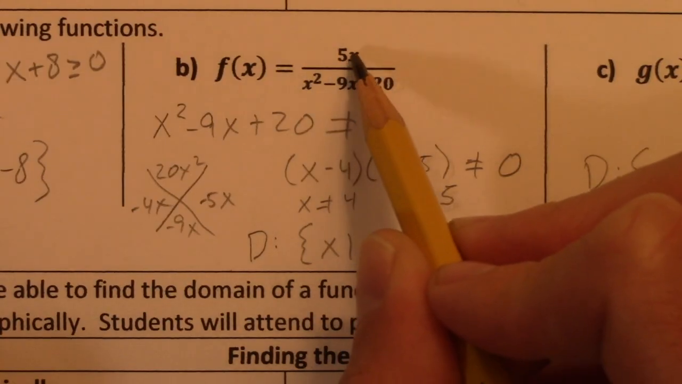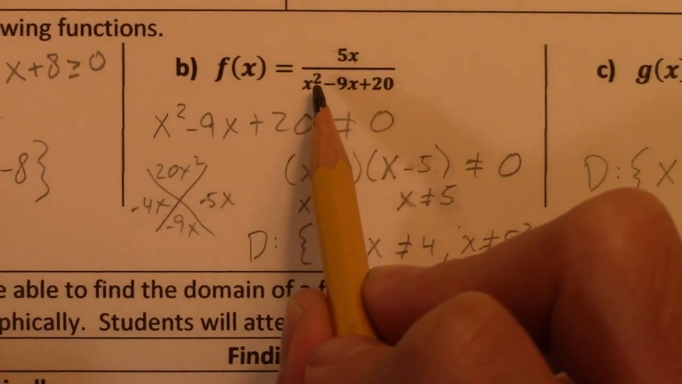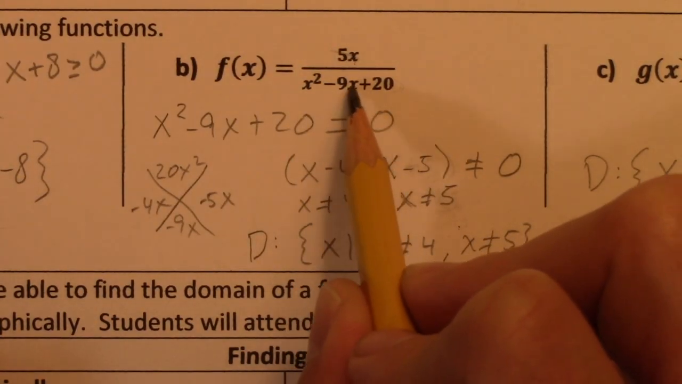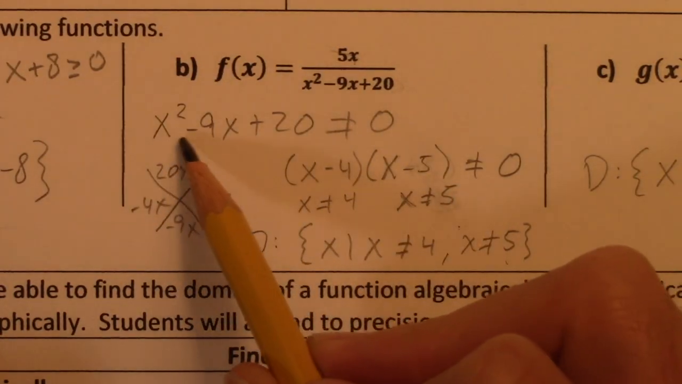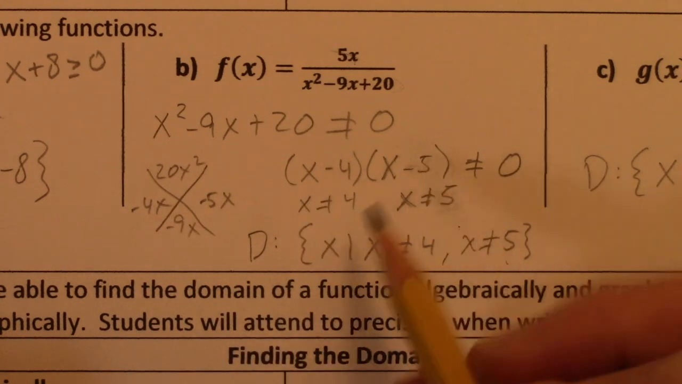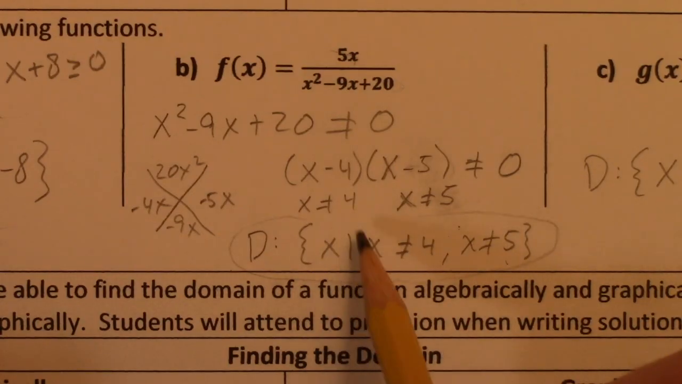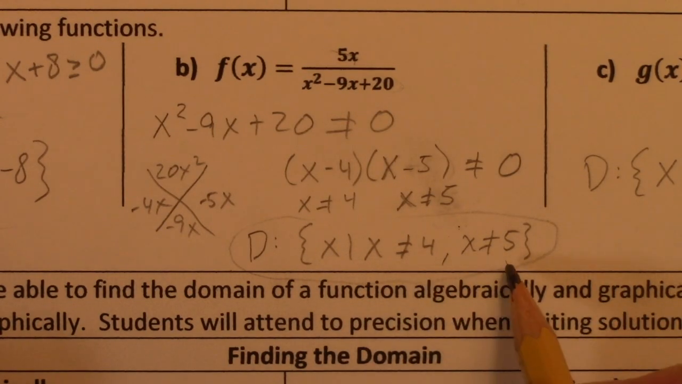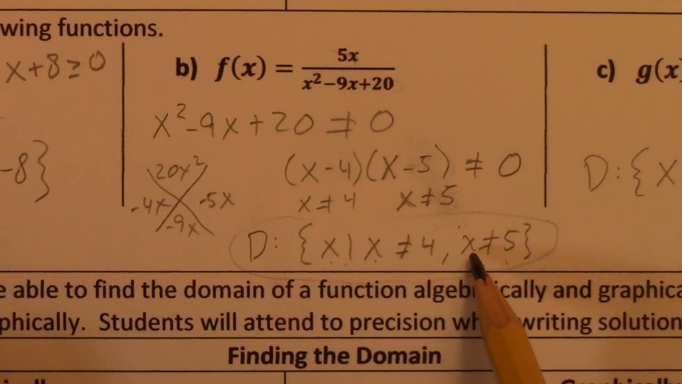So what do we do with this 5x? Nothing. We don't do anything with that 5x. We leave that alone. We just investigate x squared minus 9x plus 20. I want to know when that equals 0. You can see I wrote it down like that. I used a diamond to factor it. I got my answers, and I wrote my final answer here. X cannot equal 4 and 5. So the set of all x's such that x cannot equal 4, comma, x cannot equal 5.